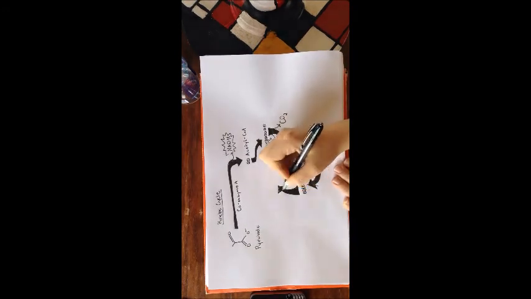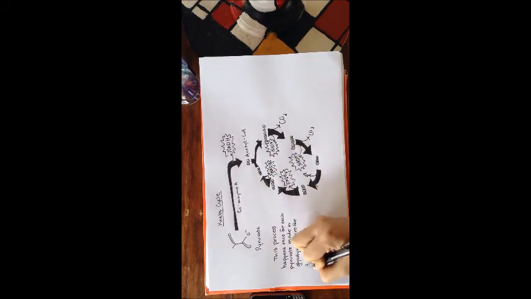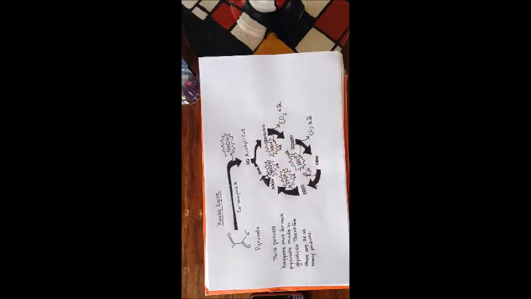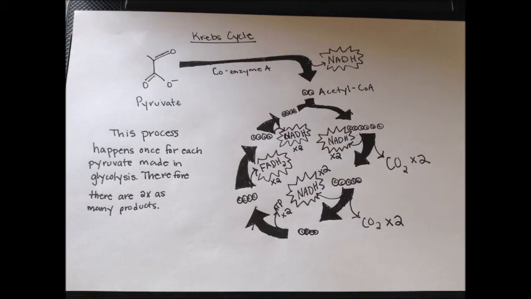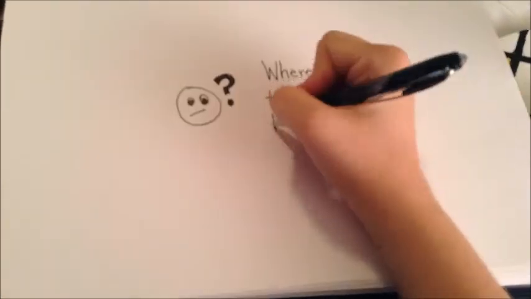This molecule gives off 1 carbon in the form of CO2 and creates NADH. This happens again, creating another CO2 byproduct and NADH. The 4-carbon molecule now makes ATP, FADH2, and NADH again, leaving a de-energized 4-carbon molecule to repeat the process.